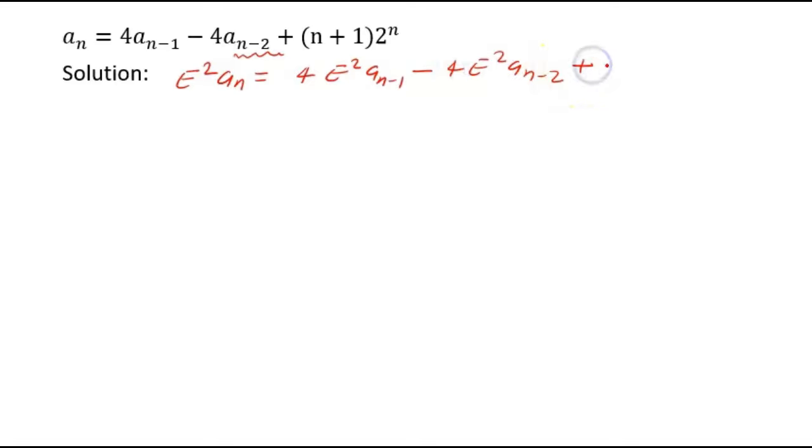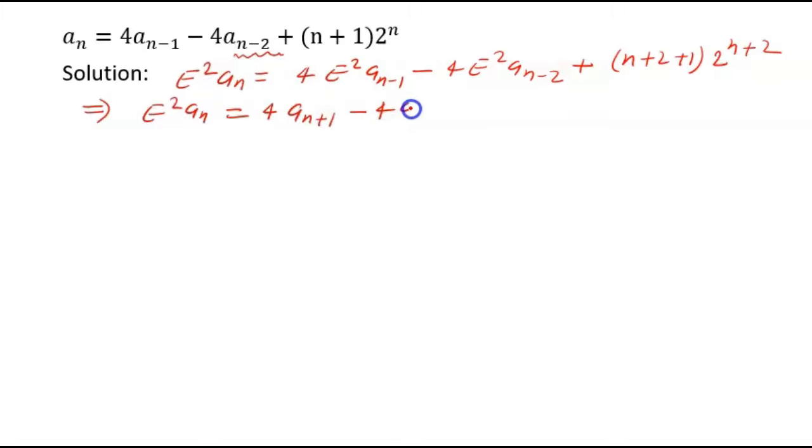Some people may not find the need to apply it. They can directly write it, where n I am shifting to n plus 2, because I am operating E squared. So this will become n plus 2 plus 1, and then 2 to the power n plus 2. So we got E squared a_n is equal to 4 a_(n+1) minus 4 a_n plus, and n plus 2 plus 1 is n plus 3, into 4 times 2 square, which is 4 times 2 to the power n.